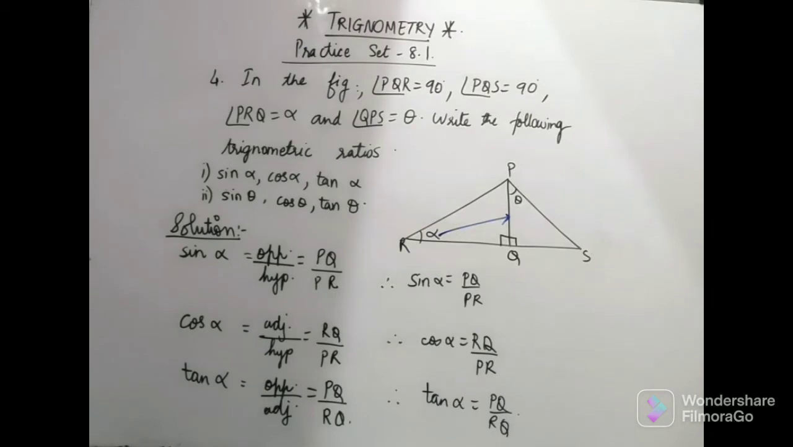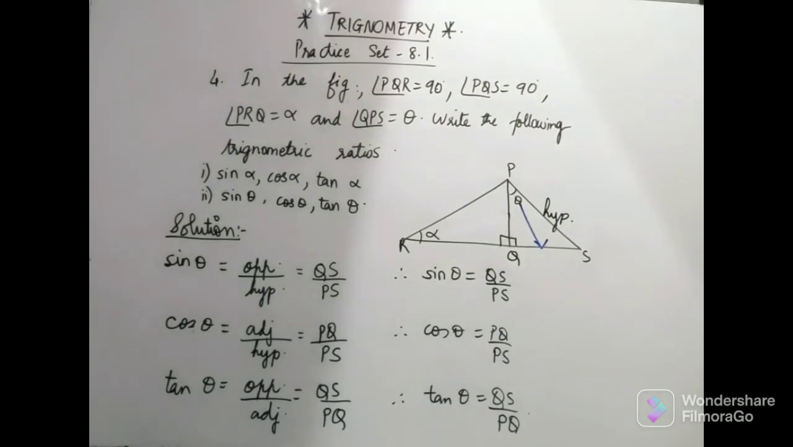We know sin is opposite upon hypotenuse. So opposite of alpha I have marked with arrow. That is PQ and hypotenuse is PR. So sin alpha will be PQ upon PR. Next is cos alpha, adjacent upon hypotenuse. Adjacent मतलब बाजू वाला. Considering alpha angle, the adjacent is QR and hypotenuse is PR. So cos alpha will be QR upon PR. And last is tan alpha. Again opposite upon adjacent, so that is PQ upon RQ. So tan alpha will be PQ upon RQ.